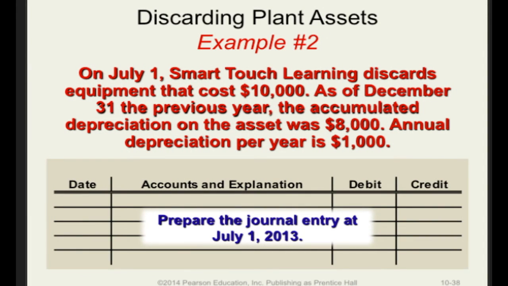In the second example, Smart Touch Learning discards equipment that costs $10,000. Unlike the previous example, the asset is not already fully depreciated. Because the asset is discarded in the middle of the year, we must compute and record a half year's depreciation before recording the asset's disposal. The asset already had $8,000 accumulated depreciation. There is no cash involved in this transaction.